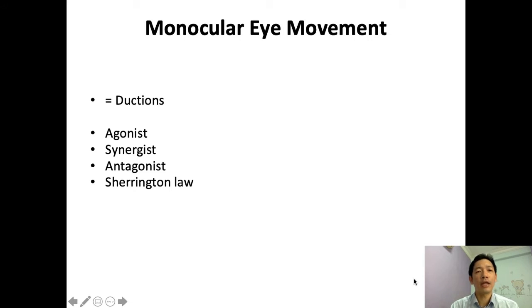Do we have any other duction movements for one eye? Yes, we have. How about intorsion and extorsion? They can be used to describe one eye as well.